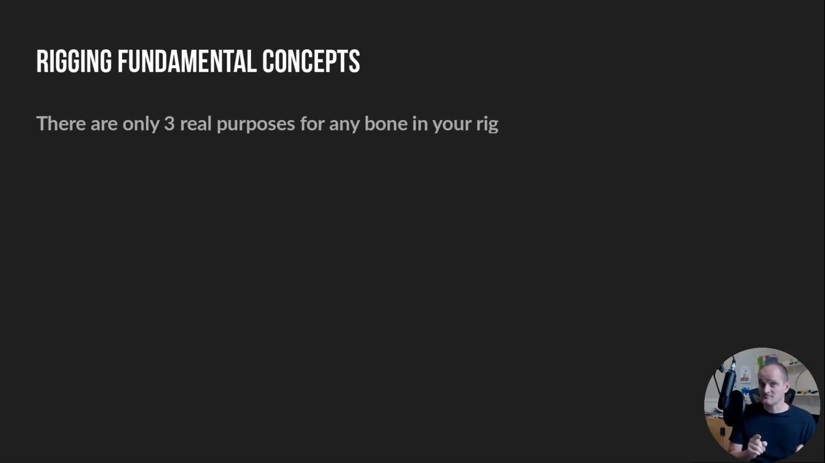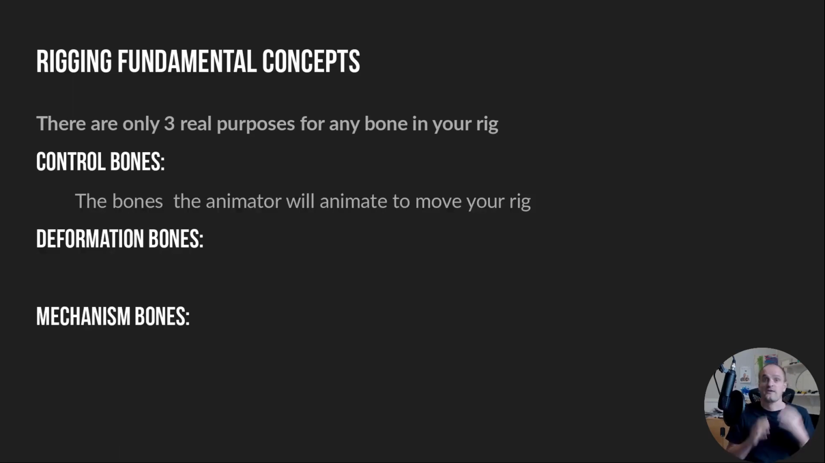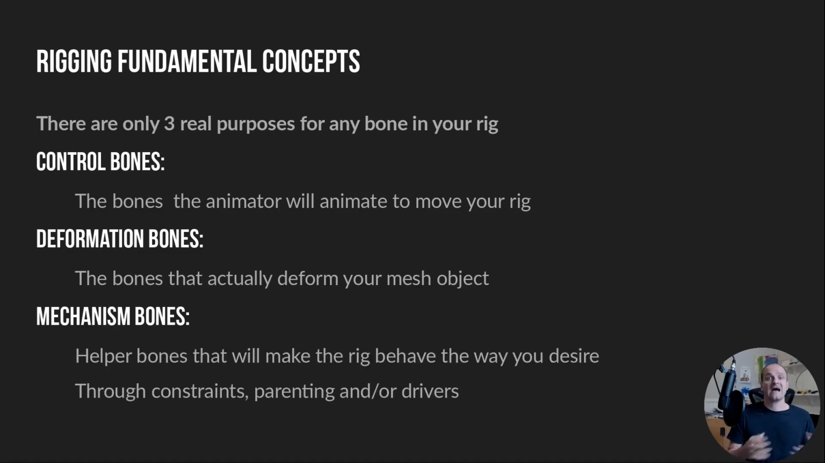Some rigging fundamental concepts. As you already know from the last course, there are three main purposes for any particular bone. We've got control bones, we've got deformation bones, and we've got mechanism bones. The control bones, these are the ones that the animator will actually move around. The deformation bones, they are controlling the deformation. They deform the mesh object. And the mechanism bones are needed to help the rig do what you need it to do through constraints and parenting and possibly even drivers.